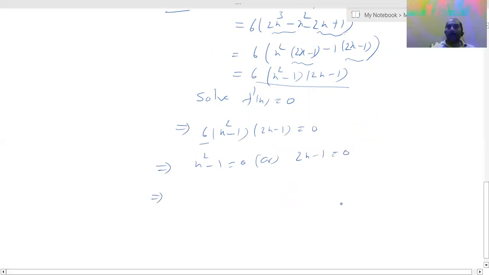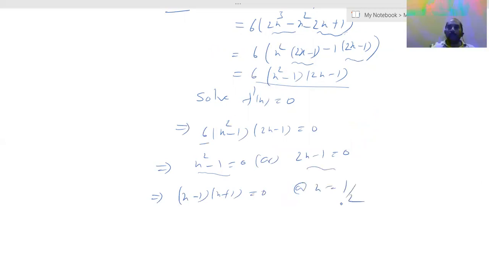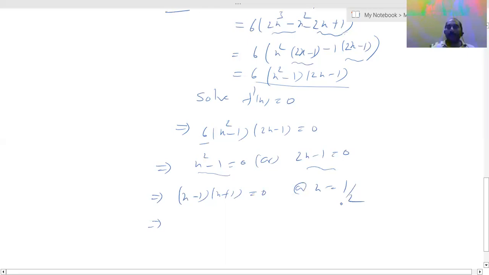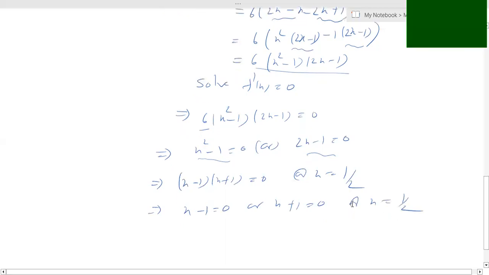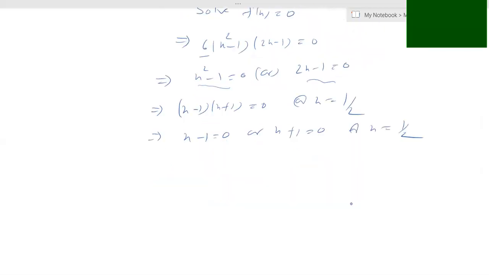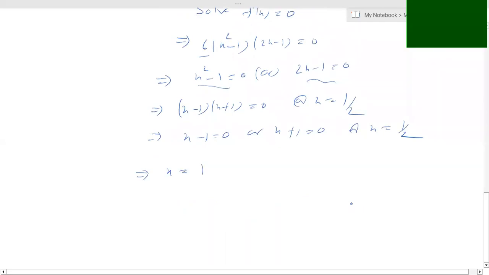This is a quadratic equation. It has two roots. It is written as x minus 1 into x plus 1, a minus b into a plus b. From this, we have x value is 1 by 2. From this expression, any one of them is 0. Either x minus 1 is 0 or x plus 1 is 0. Already we know the last value, x equal to 1 by 2. So x value is 1 or x value is minus 1 or x value is 1 by 2.